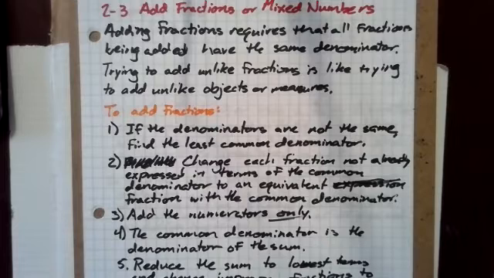Then change each fraction not already expressed in terms of the common denominator to an equivalent fraction with the common denominator. Third, add the numerators only. The common denominator is the denominator of the sum. Finally, reduce the sum to lowest terms and change improper fractions to whole numbers or mixed numbers.